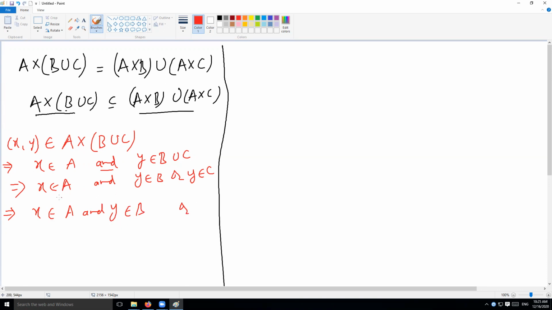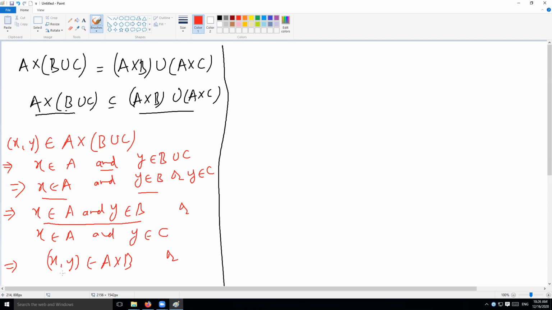Or what can happen? X is in A for sure. Now for Y, I don't know whether Y is in B or Y is in C or in both. So I'll consider these cases separately. Imagine the case when X is in A and Y is in B, or X is in A and Y is in C. And what would be the meaning of this? X comma Y is in A cross B, because this "and" does not mean intersection. It's really the cross product "and".